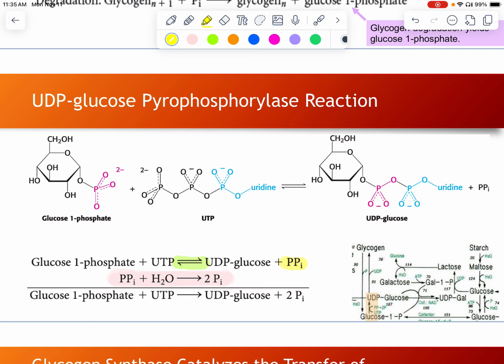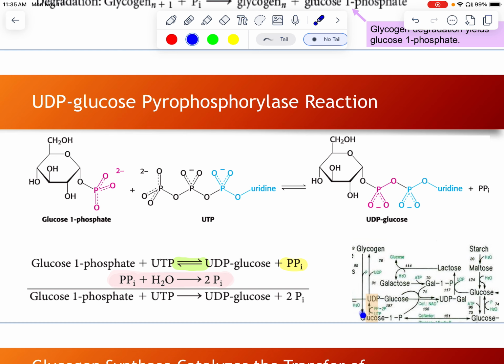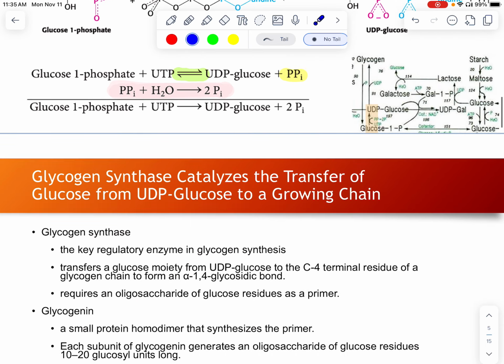The fact that this bottom reaction readily occurs uses up this product from the first reaction and pulls this whole reaction to the right. Okay, so it sets us up with this high energy bond. This UDP glucose has this high energy bond to glucose that's going to allow us to form this biosynthesis, to add on to our glycogen. And just as a highlight, this is the little piece we're talking about here, right? Going from glucose 1-phosphate to that UDP glucose.